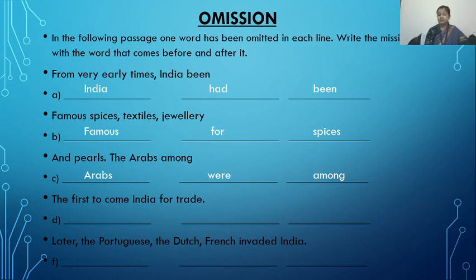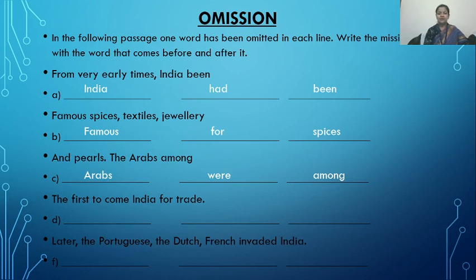Now let's see the next sentence also, because when I read it, I find a mistake. Let's see where the correction is needed, where the word is omitted. You also keep on solving it. Fine, children? So look at the sentence. "The first to come India for trade." Where do you think the word has been omitted? "The first to come" where? To India.